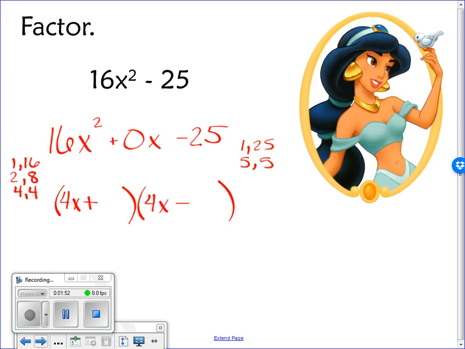1 and 25 or 5 and 5? Do you want to go 5 and 5 or 5 and 5? 5 and 5. You sure? Okay, all right. You guys realize that was a joke, right?